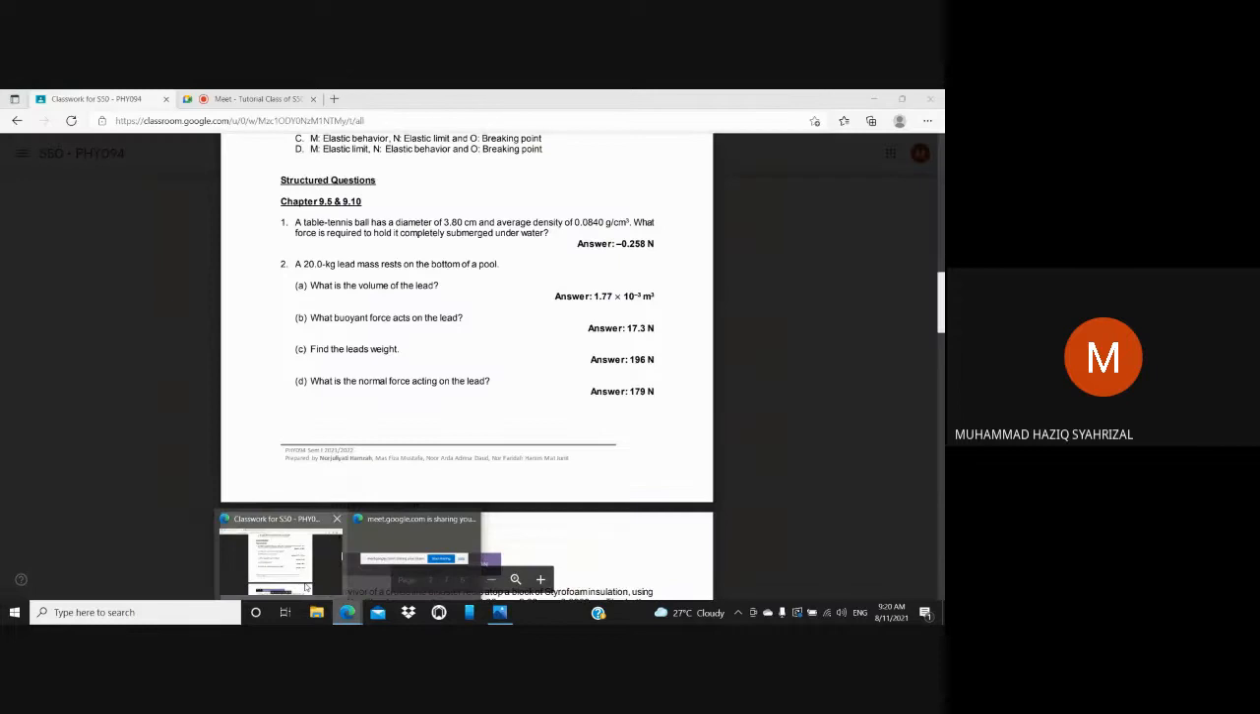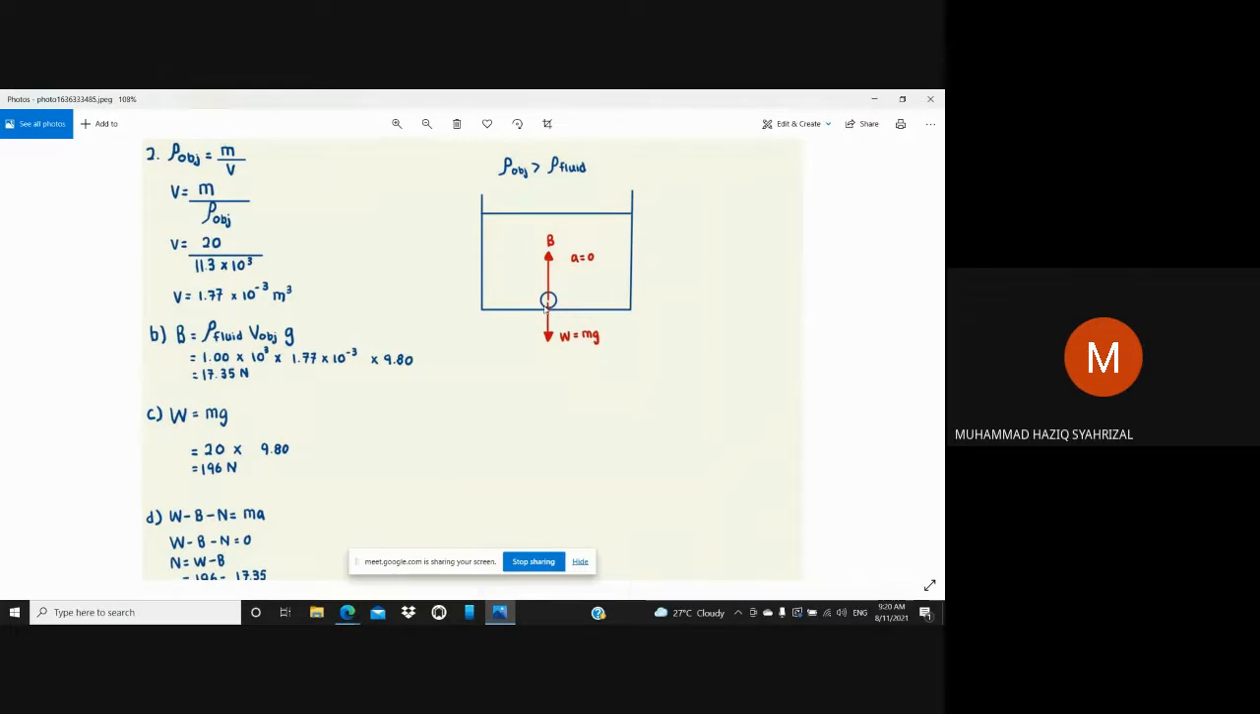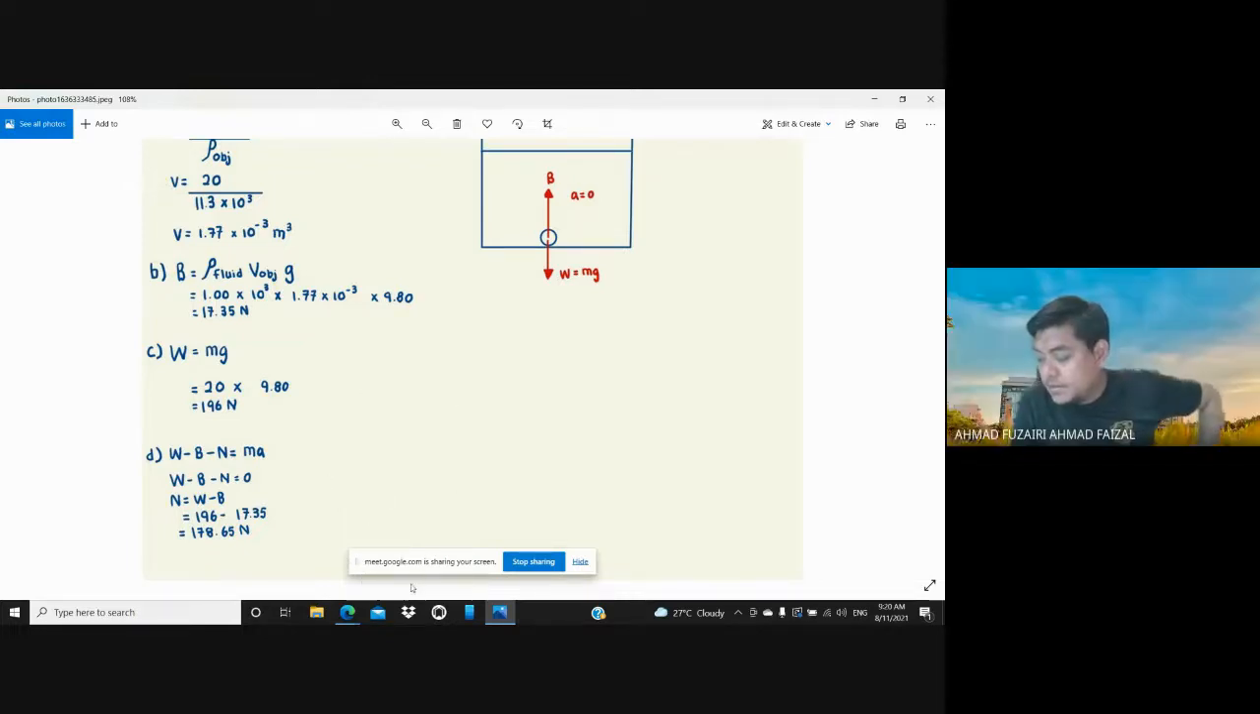Itu soalan D pula. Dia minta what is the normal force acting on the lead. Okay, dia nak normal force kat sini. Kita boleh nampak patutnya ada normal force sebab dekat paling bawah sekali, sebab dia perpendicular to the surface. So akan dapat W tolak buoyant force tolak normal force is equal to MA. A dia kat sini 0 sebab dia dalam keadaan rest. So normal force is equal to weight tolak buoyant force. So akan dapat 178.65 Newton. Right, very good.